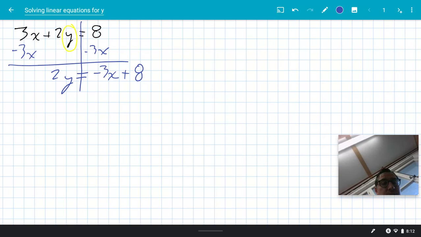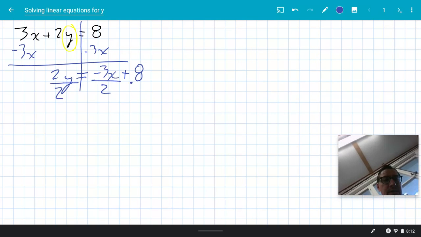We want to get the y by itself, but we have 2y. What do we have to do to both sides to get rid of that times 2? Yeah, we have to divide by 2. So I'm going to divide every term by 2. Divide everything by 2. Okay?